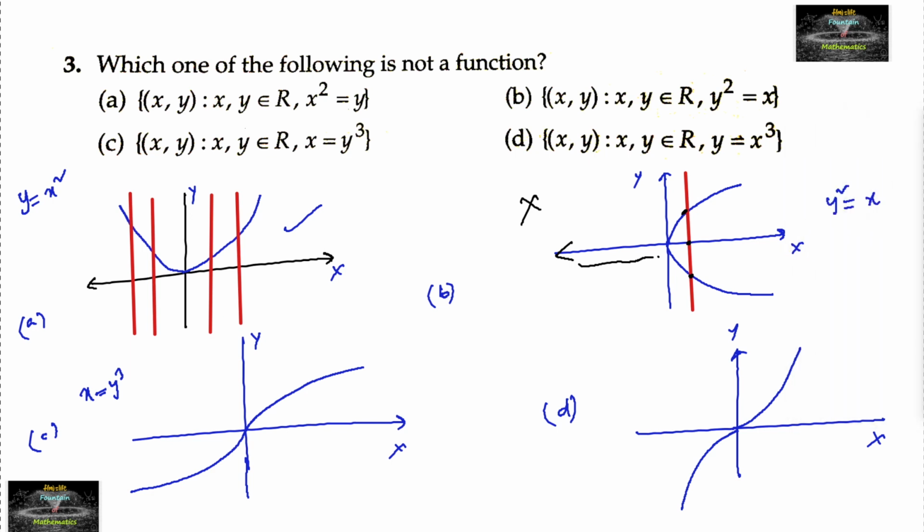And coming to the third one, if I draw any line parallel to the y-axis, or vertical line, it cuts at only one point, and every real value of x is defined, so we can say that the third one is a function. And coming to the fourth one also, if I draw any line parallel to the y-axis anywhere, it cuts at only one point, and hence this is also a function. And also for every value of x, it is defined. So finally we can conclude that the second option is not a function.